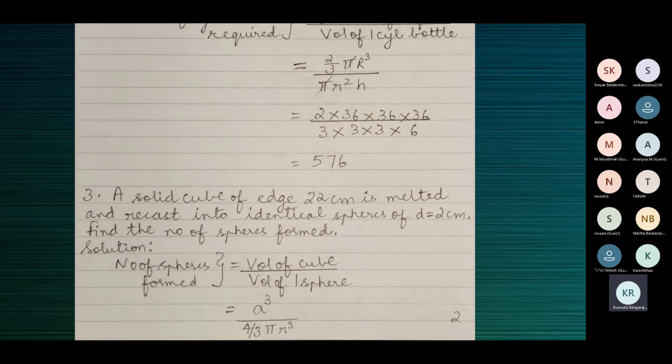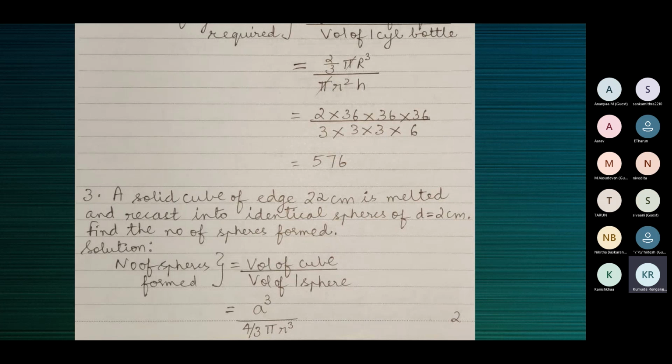So in the numerator, we have a cube because that's the total volume of whatever material we have that is melted. Maybe it's iron. The solid cube is melted, so it is the total volume of iron. Iron is the material, cube is the shape of the solid. The total volume of material in the cube is a cube.